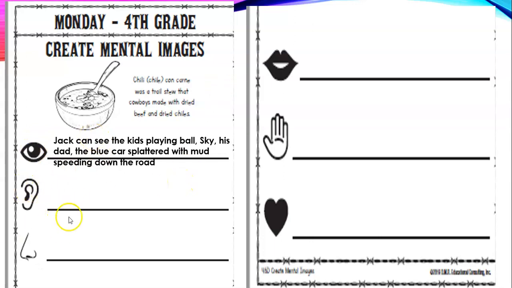What about for hearing? What can he hear, boys and girls? When you're playing outside, can you hear the other kids playing around? Yes, right? So can we write that? He can hear them? Yes. What else? Who called him? His dad, right? So he can hear who? His dad. What else?